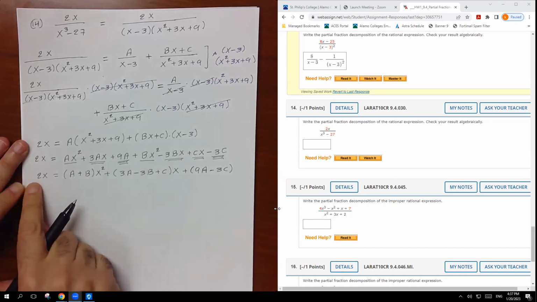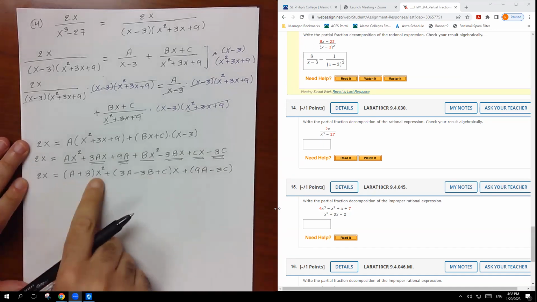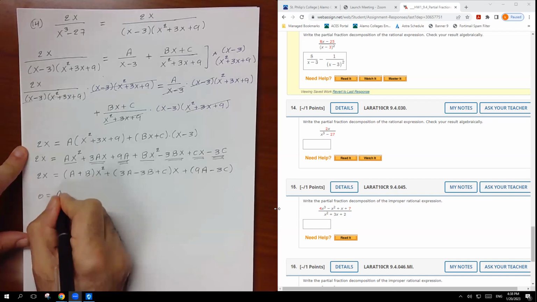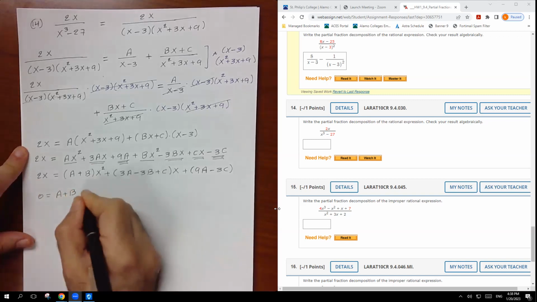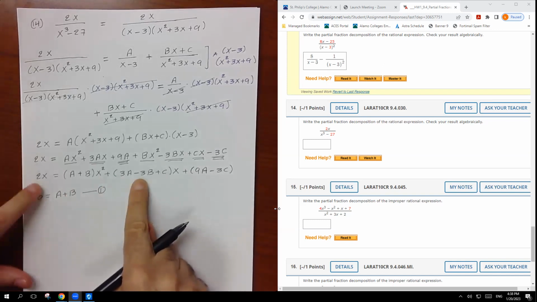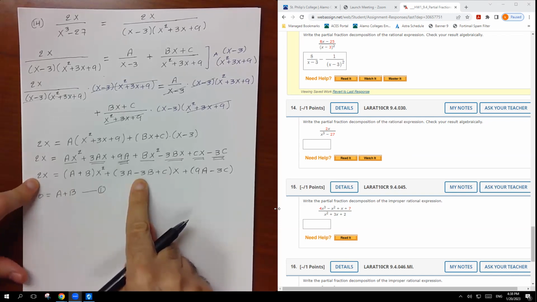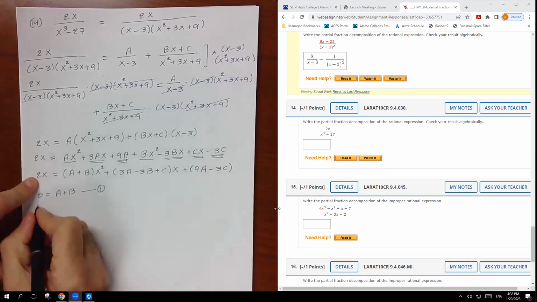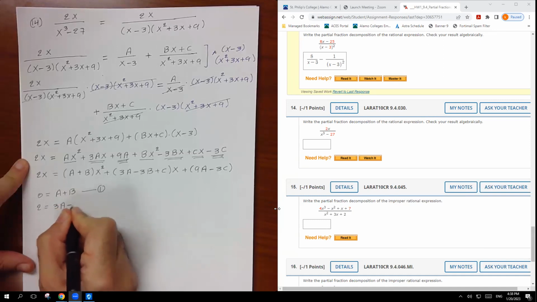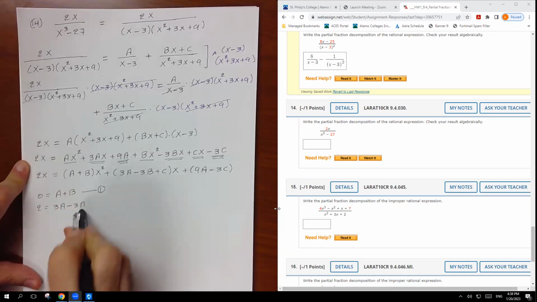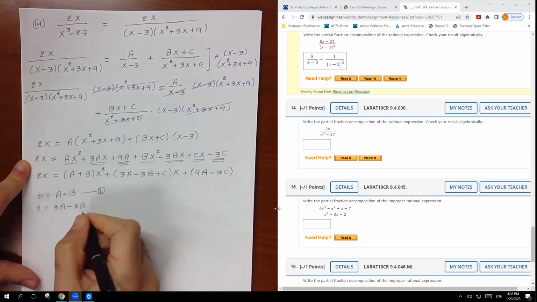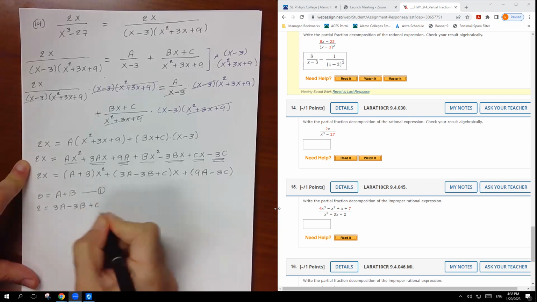Now let's equate the like terms here with the like terms here. There is no x squared here, that means it's 0. So 0 is going to be equal to a plus b. This is the first equation. Now the term with the x, this one, and the term with the x, this one. That means 2 is going to be equal to 3a minus 3b plus c. This is number 2.